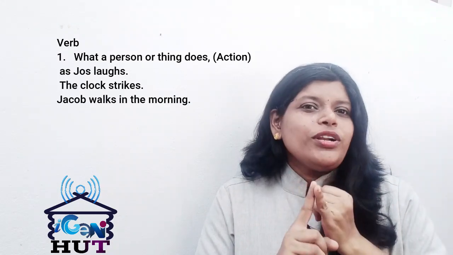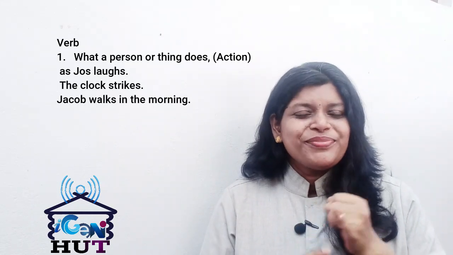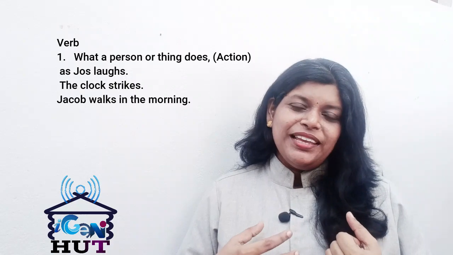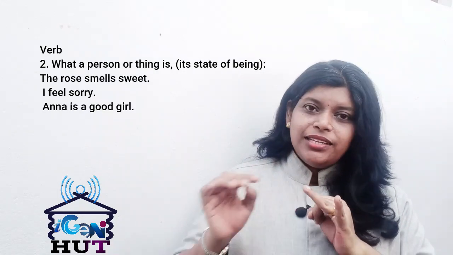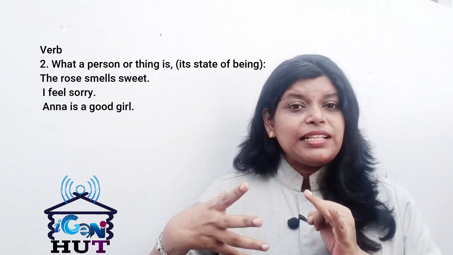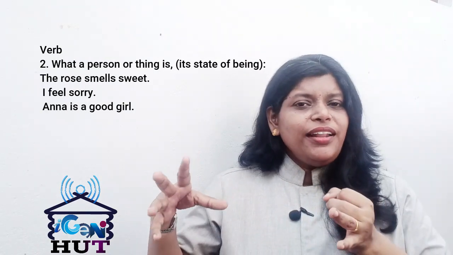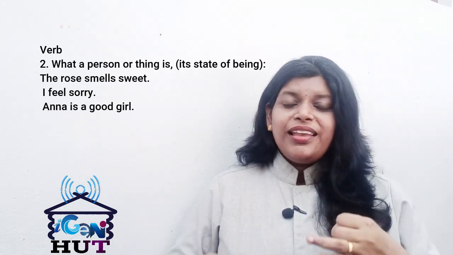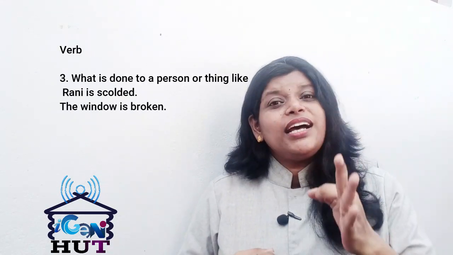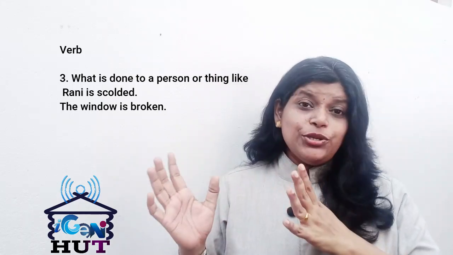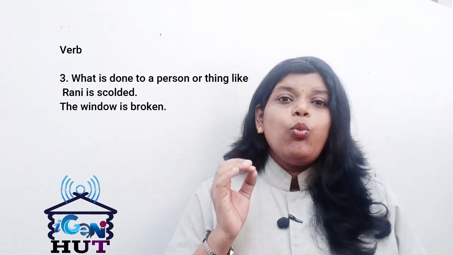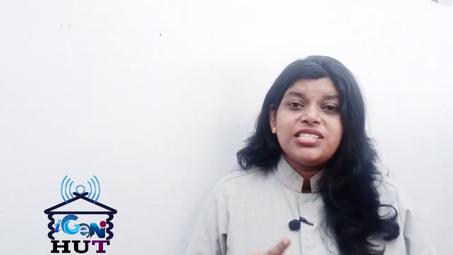It tells us what a person or thing does, the action, as Joe laughs, the clock strikes, Jacob walks in the morning. It also says what a person or thing is, its state of being, just like the rose smells sweet, I feel sorry, Anna is a good girl. A verb also says what is done to a person or thing, like Rani is scolded, the window is broken. Thus, a verb is a word used to describe an action, state, or occurrence and forming the main part of the predicate of the sentence.